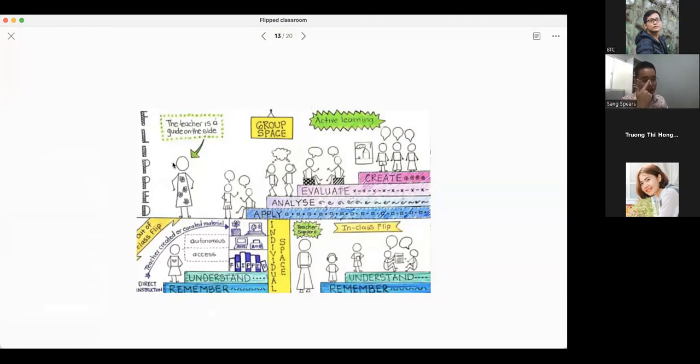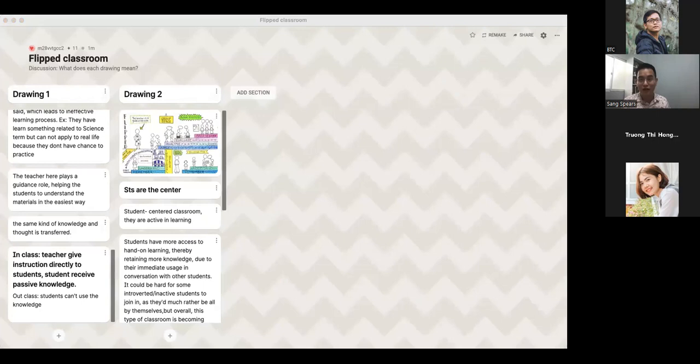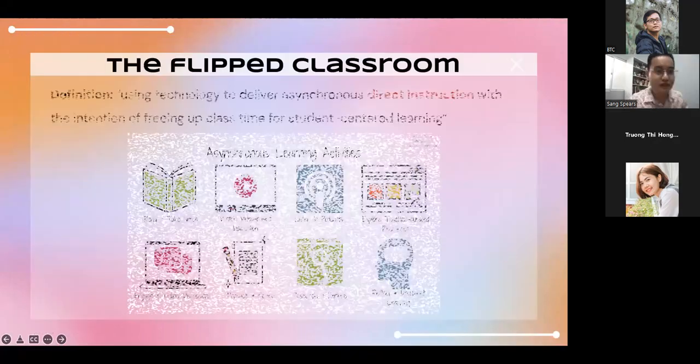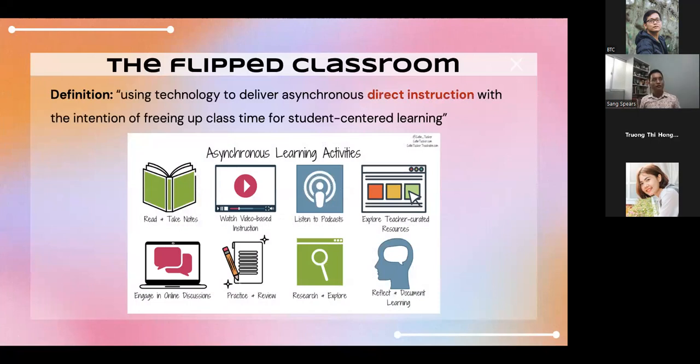Actually, the idea of flip learning is becoming prevalent in recent years. So what actually is flip learning, and what are some myths about flip learning that we may encounter when we flip our classroom? Okay, so I will tell you right now. A flipped classroom, by definition, is when you use technology to deliver asynchronous direct instruction with the intention of freeing up the class time for student-centered learning.